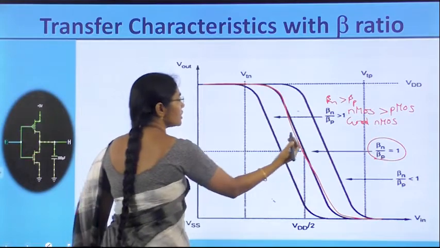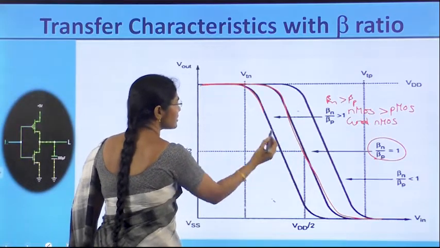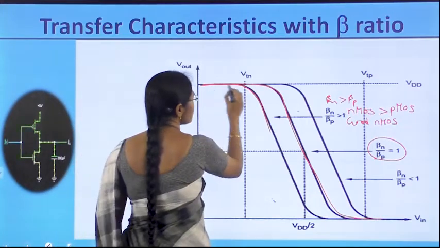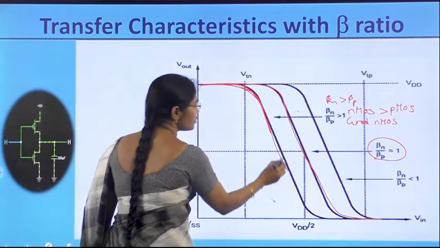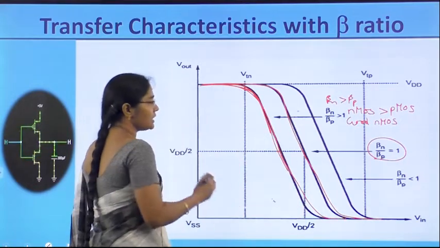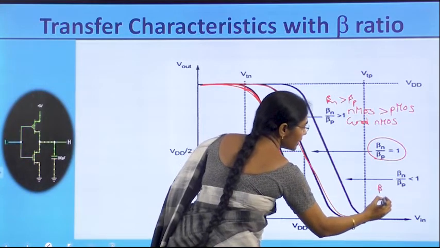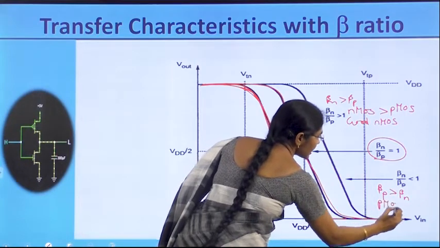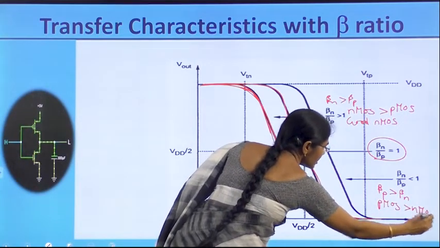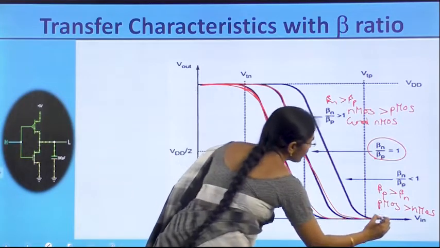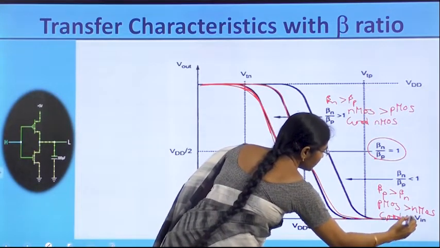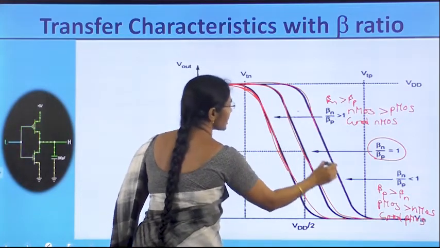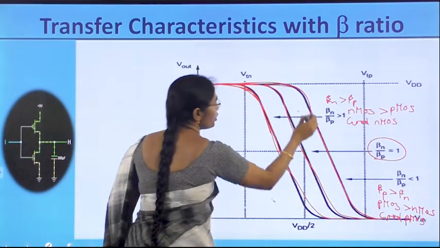If NMOS is good, then the transfer characteristic is shifted inwards of the symmetric characteristic. So this is the characteristic for the good NMOS. Then if beta p is greater than beta n, meaning PMOS size is greater than NMOS size, that is called a good PMOS, meaning PMOS size is more. Then the transfer characteristic is more outside. So this is the characteristic for good PMOS.